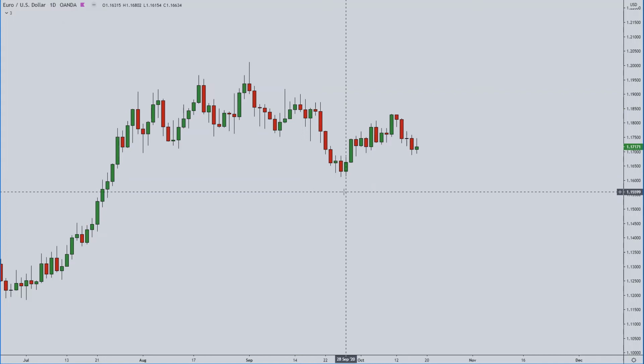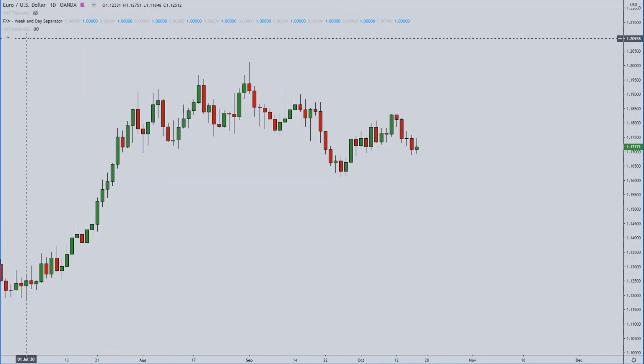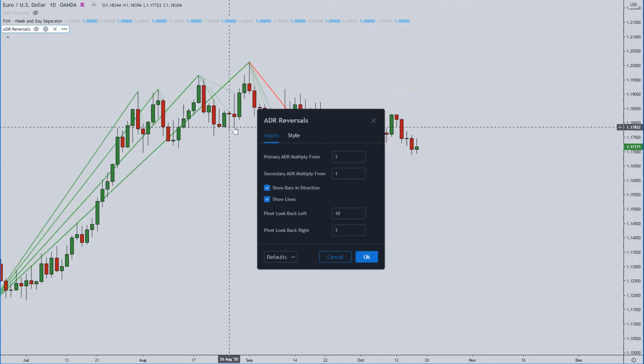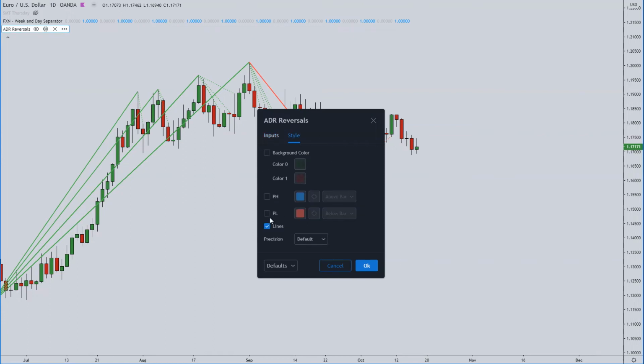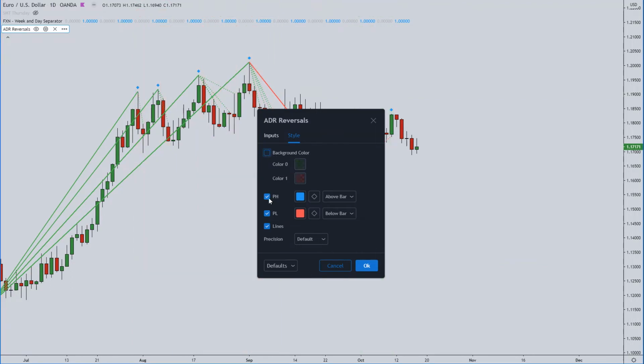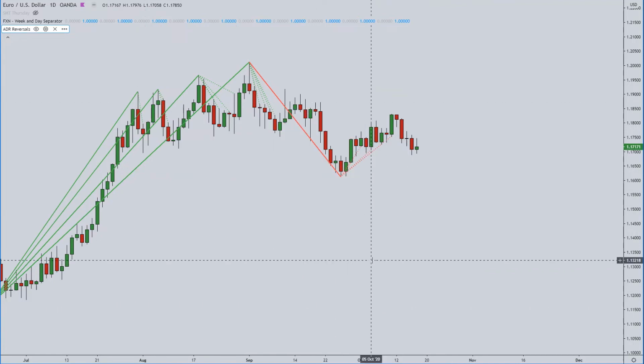Now, we have a nice tool that was just created that is called ADR reversals. Like this. I have done like this. I've taken away these two because it looks like this when you add it the first time. I took away the background color. I took away the dots here, as clean as possible. Just the lines, and then I left this as it is.